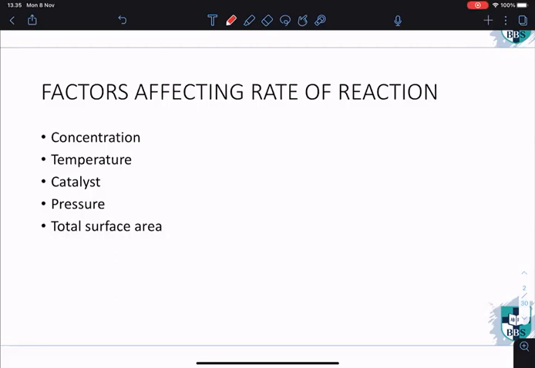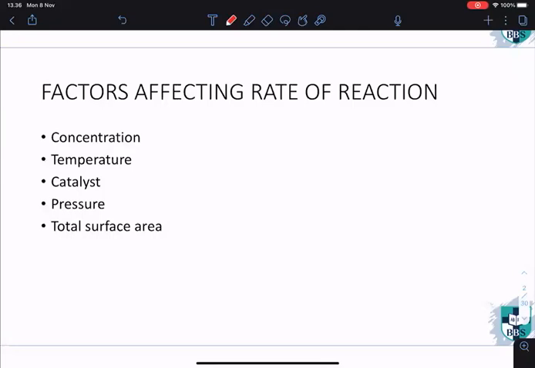And for catalyst, the catalyst is going to provide an alternative pathway with lower activation energy. If you provide an alternative pathway with lower activation energy, what do we have? We are going to have more particles able to have that energy to start the reaction or to form the product. So catalyst is one of the factors to increase the rate of reaction.